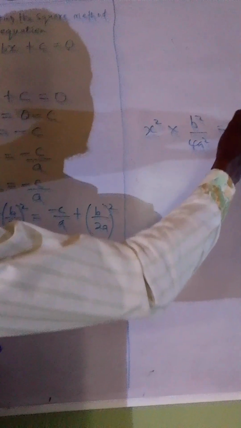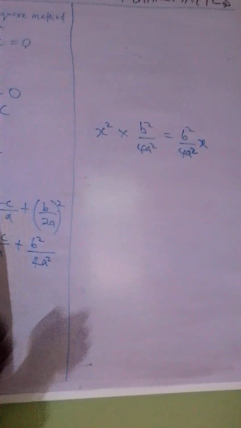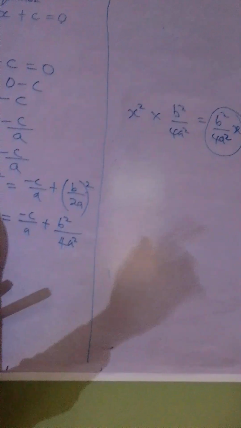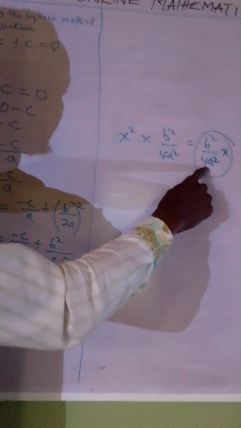That gives us b squared over 4a squared x. So this is our product now. Then step 2 under the factorization method says find two factors of the product such that when added we give the second term, being the middle term. So find two factors of this.